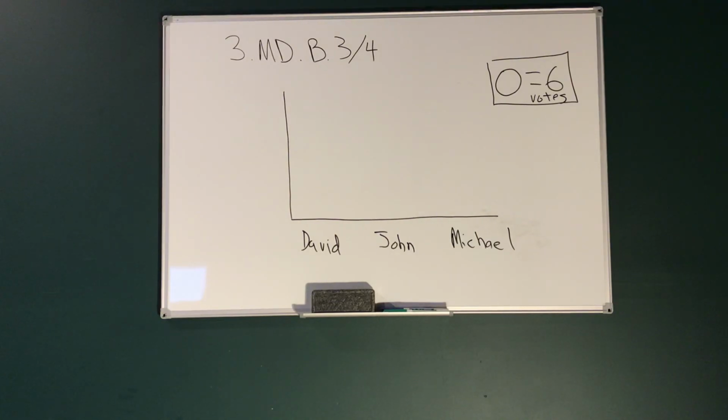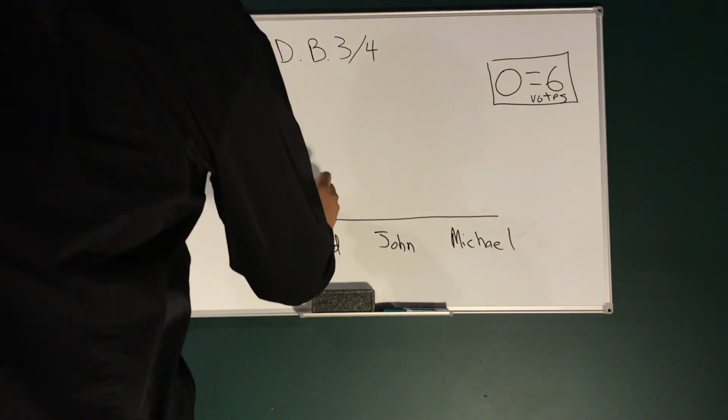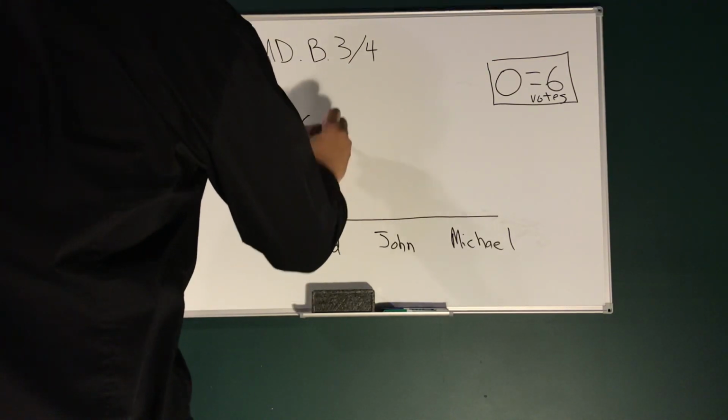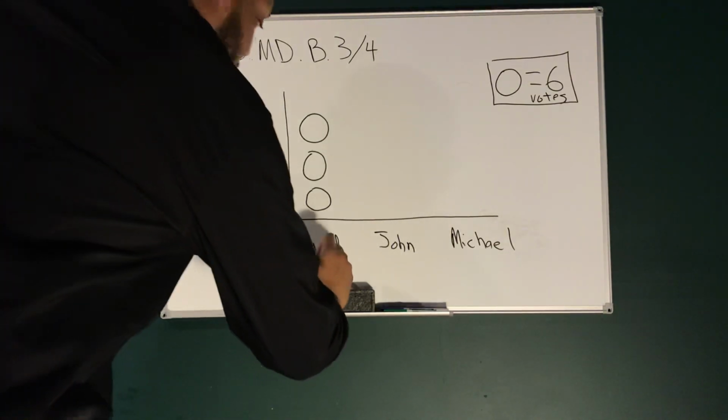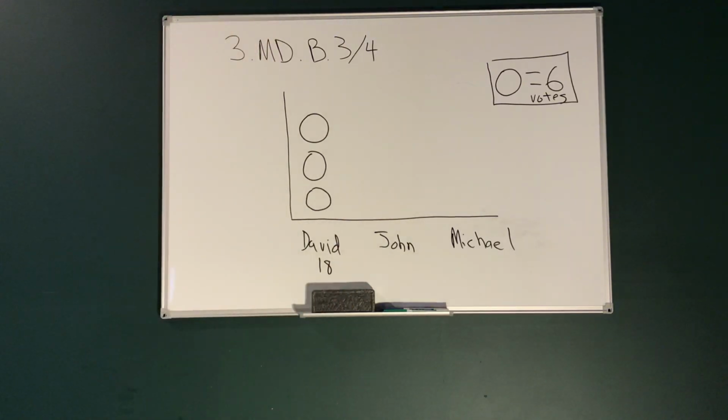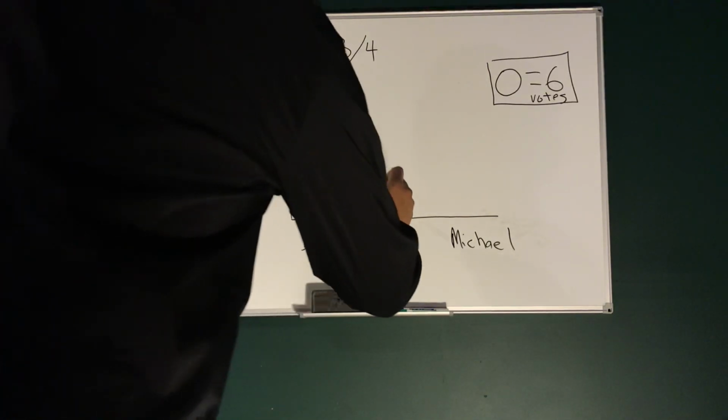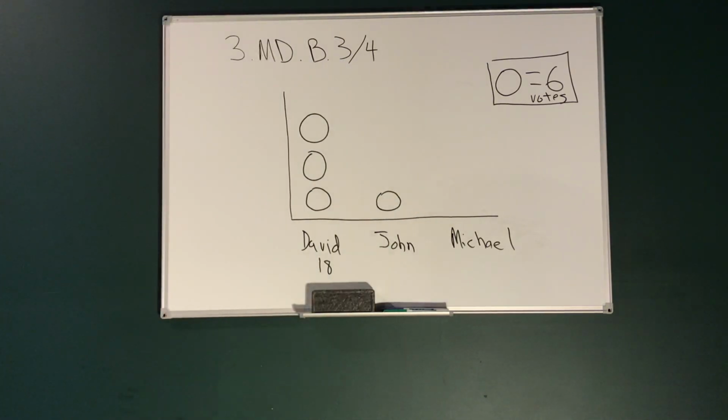Now using what we know about the key and the votes, let's say David has 3 circles. How many votes do you think that would be for David? Do you think that would be 3 votes? No, that wouldn't be 3 votes, because each circle is worth 6 votes. So David would be 3 sixes, which is 18. Let's look at John. Let's say John only had 1 circle. How many votes do you think John should get? Yes, John would have 6 votes.